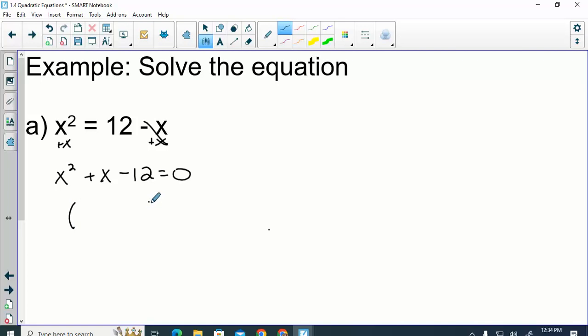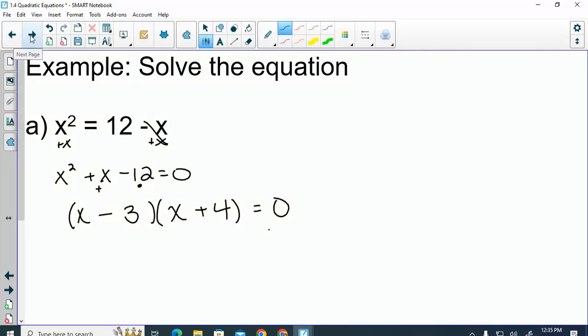Two parentheses. X squared would just break into x. Remember, you multiply to the constant and add to the middle term. So multiply to a negative 12 and add to a positive 1. Negative 3, positive 4. Yes. And how did you know you had to switch those signs? Because there's really a 1 before the x. Right. We have a positive x, so those have to add up to a positive 1, so the bigger one had to be the positive.